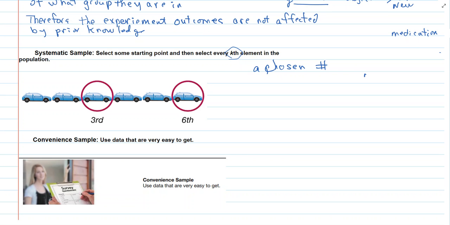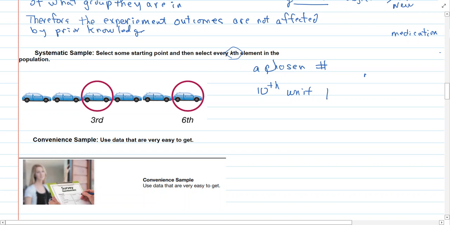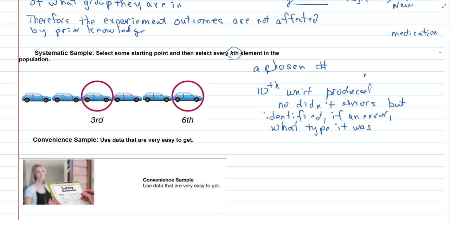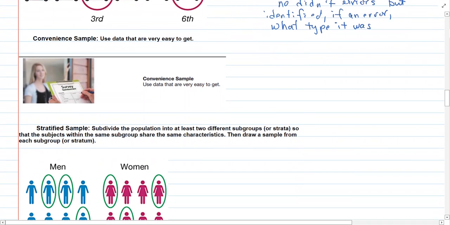And they do cars. I worked at an air conditioner factory, and we tested every 10th unit produced in the plant. Did we catch all of the errors? No, we didn't catch all errors, but we identified if there was an error, what type it was. And the reason we took each 10th is because daily we produced 50 units, so we checked 5, which is a doable amount in that condition.